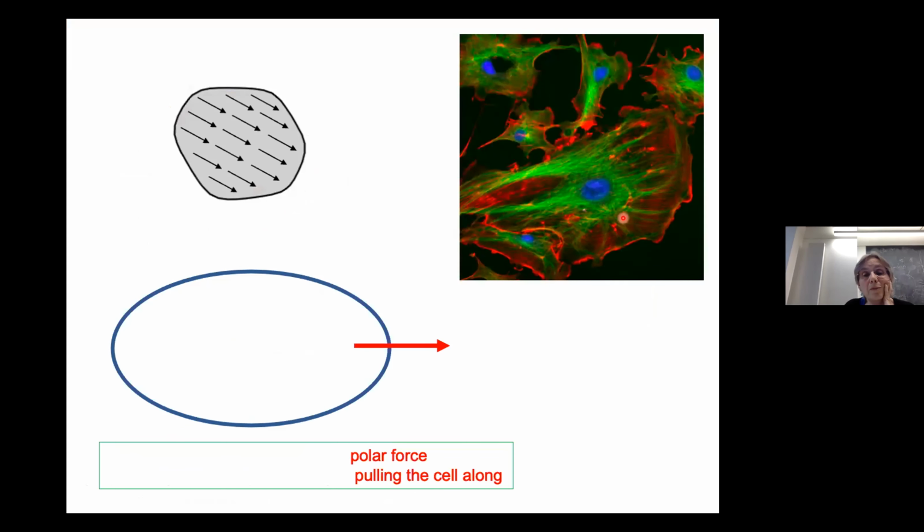So presumably there's some sort of polar force pulling the cell along. This is a physicist's version of that. You just get a single polar force pulling the cell along. And you need to put this in the algorithm. And you could decide to just put it at the front of the cell, or you could put it all the way over the cell, just by deciding to break up this force so you had the same amount everywhere along the cell.